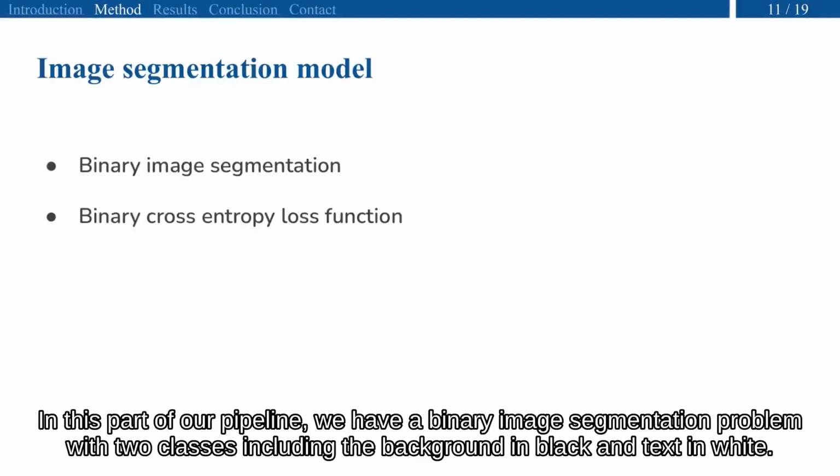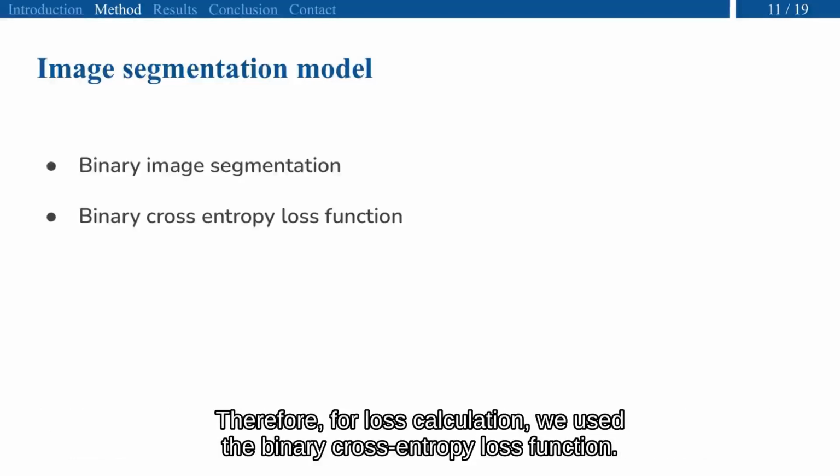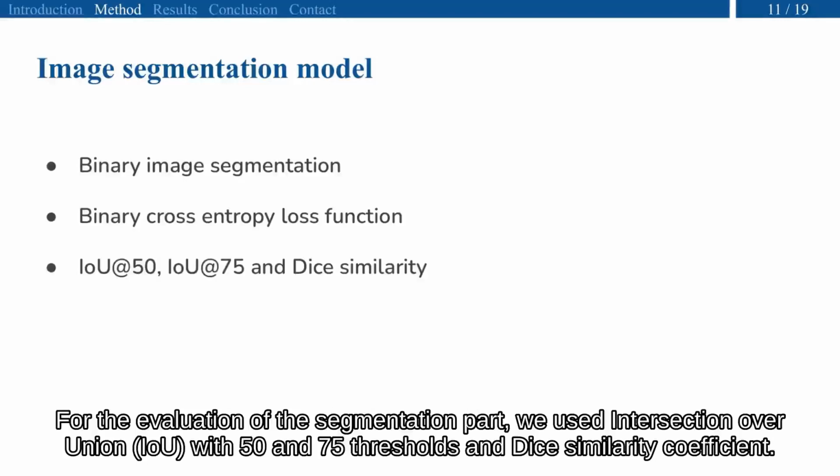In this part of our pipeline, we have a binary image segmentation problem with 2 classes, including the background in black and text in white. Therefore, for loss calculation, we use the binary cross entropy loss function. For the evaluation of the segmentation part, we used intersection over union with 50 and 75 thresholds and dissimilarity coefficient.